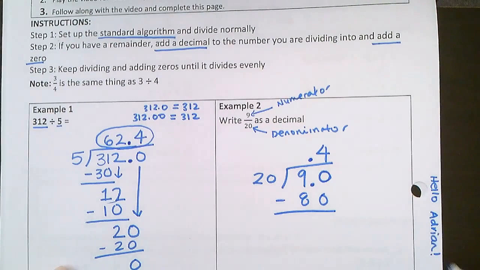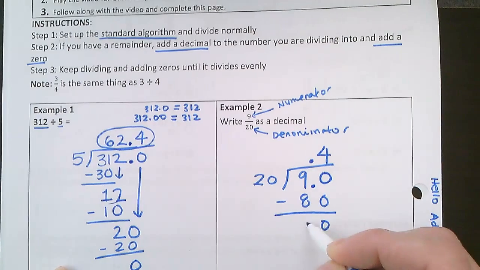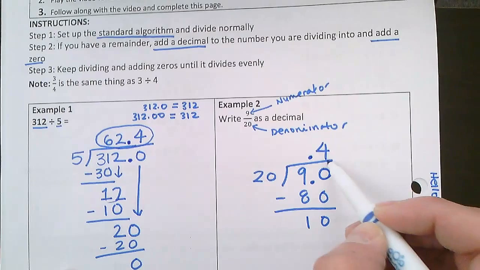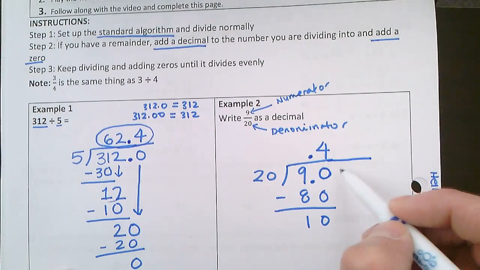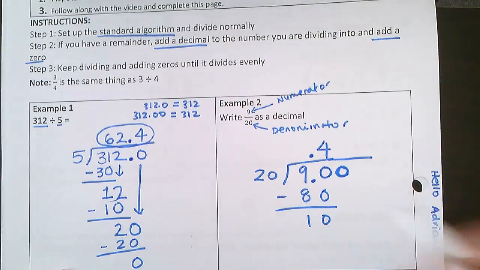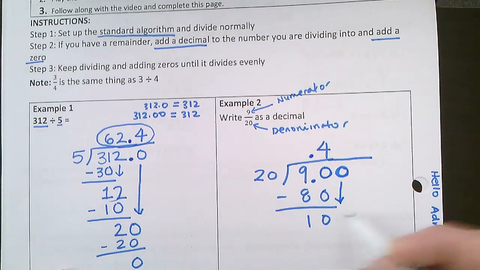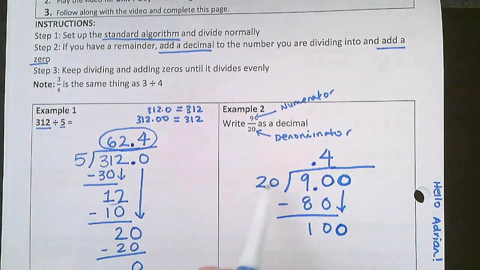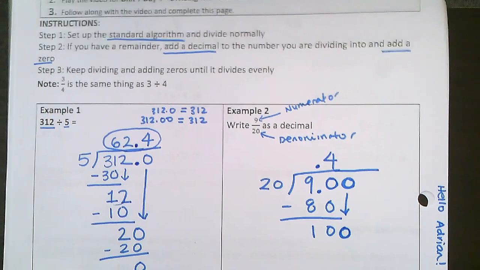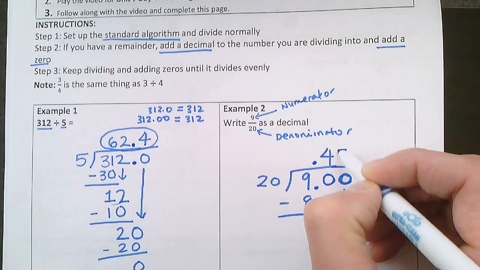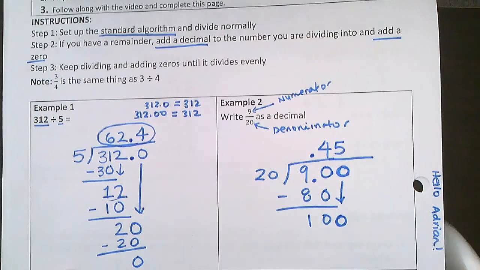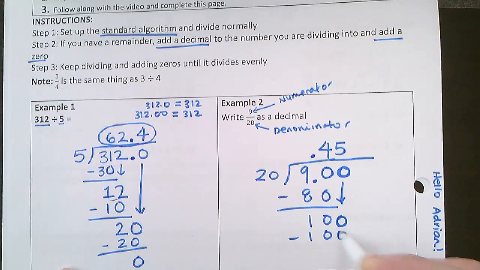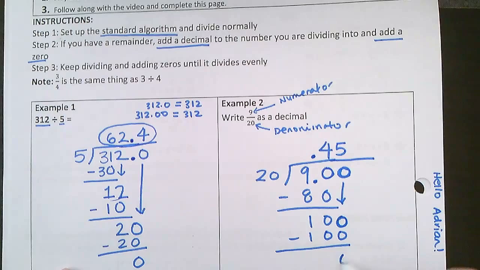I can subtract this. 0 here, 1 here. And remember, I can add as many zeros as I need to. I can extend my house if I need to also. Add as many zeros after the decimal. And I can bring this 0 down. And then, how many times can 20 go into 100? 5 times. And so 5 times 20 is 100. Subtract 100 here. Perfect. No remainders left.